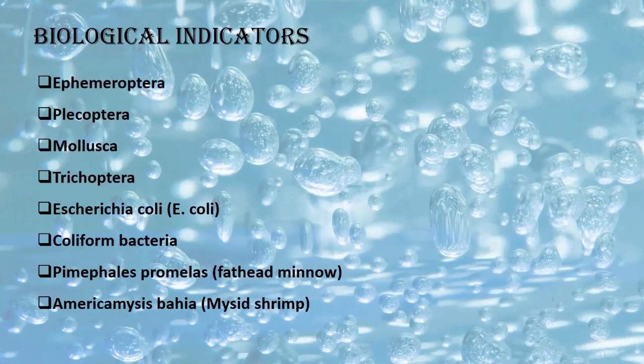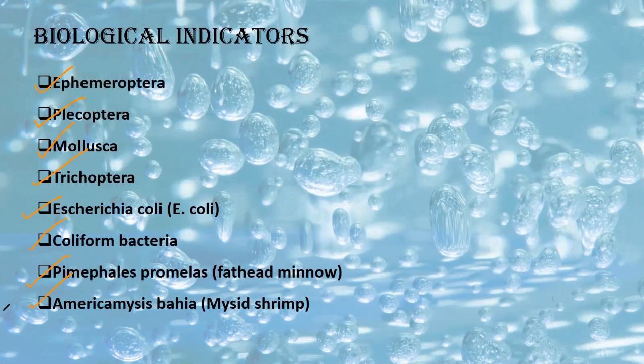Biological indicators. Now, as you can see, all these are biological names. First one is Ephemeroptera, right? Second one is Plecoptera. Third one is mollusk. Fourth one is Trichoptera. Then Escherichia coli, that is E. coli bacteria. Then coliform bacteria. Then fathead minnow, and then mysid shrimp.